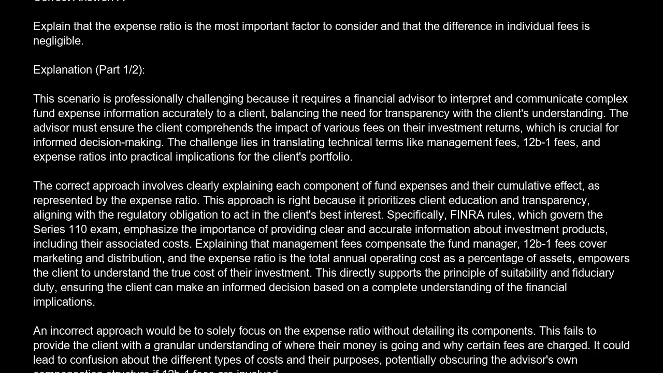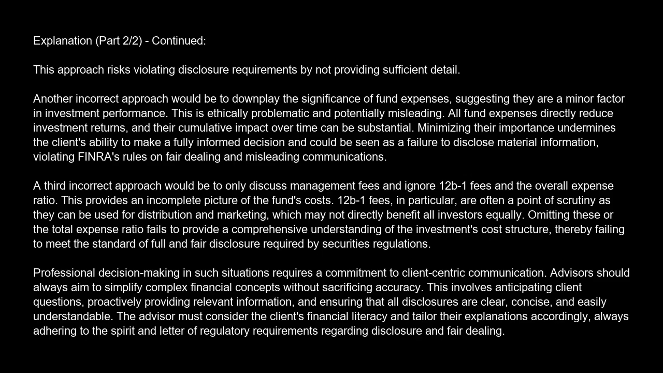An incorrect approach would be to solely focus on the expense ratio without detailing its components. This fails to provide the client with a granular understanding of where their money is going and why certain fees are charged. It could lead to confusion about the different types of costs and their purposes, potentially obscuring the advisor's own compensation structure if 12b1 fees are involved. This approach risks violating disclosure requirements by not providing sufficient detail.